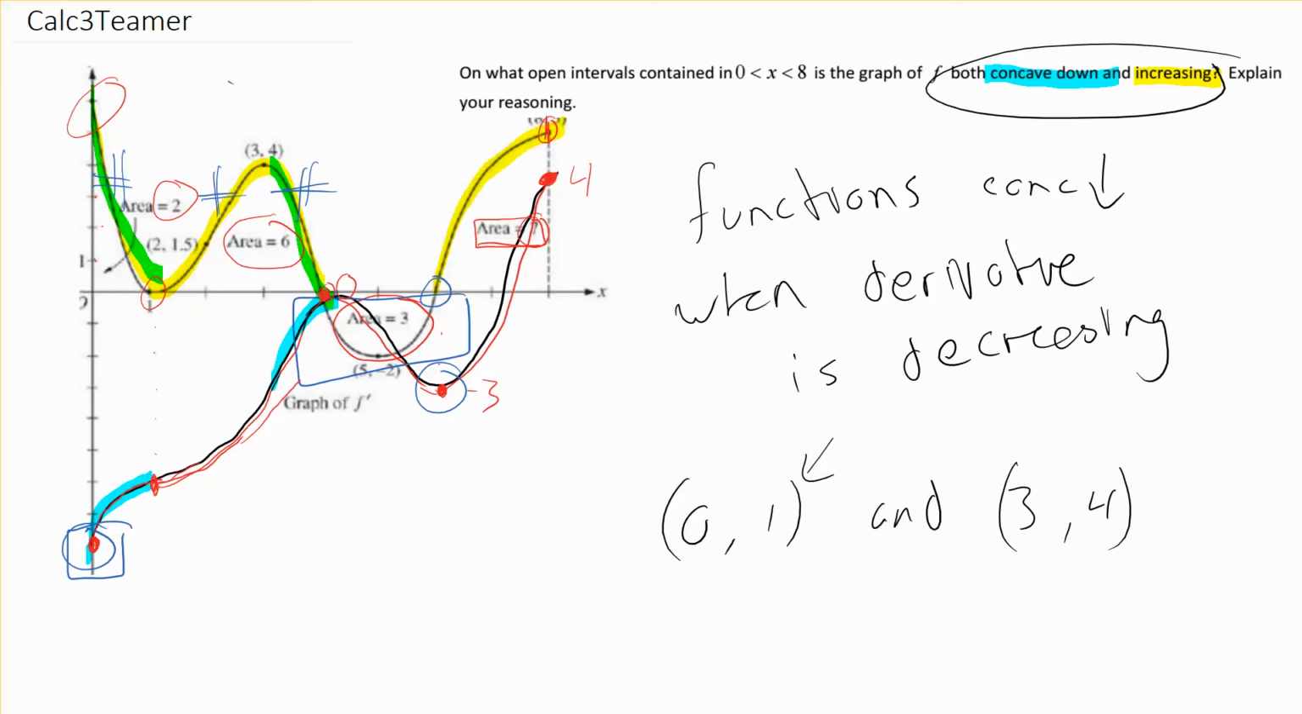The other thing we can kind of learn from this problem is that when this had a 0, or a 0 slope, right here should be a point of inflection. 0 slope, point of inflection, and 0 slope, point of inflection. So I should have 1, 2, 3 points of inflection.